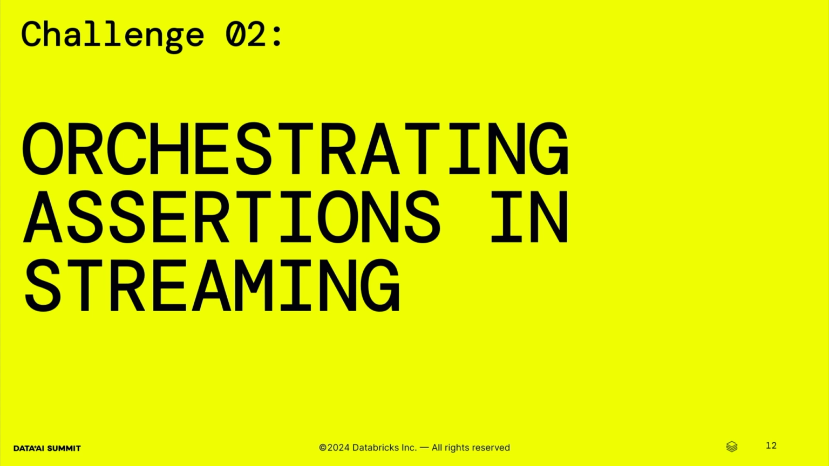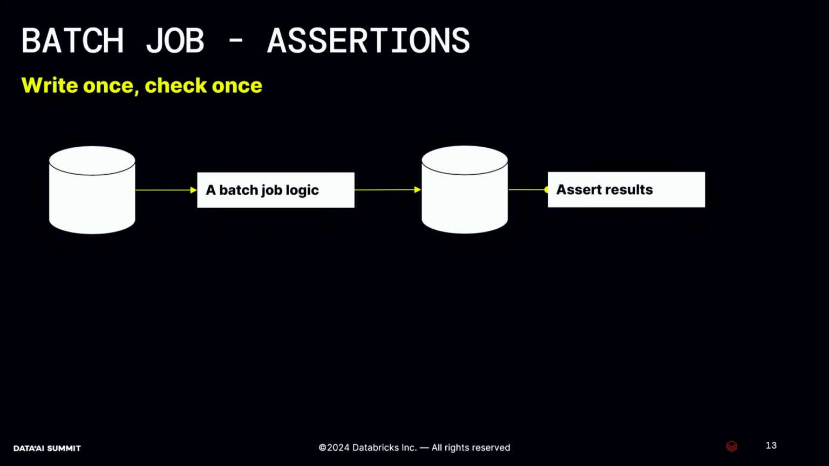Once we have the project structure, now we need to find a way to perform the assertion, to ensure that the code you are testing fulfills and responds to your business demands. In batch, it's relatively easy, right? You have your input, you have your transformation logic, you have your output, and on top of this output, you can assert the expected results.